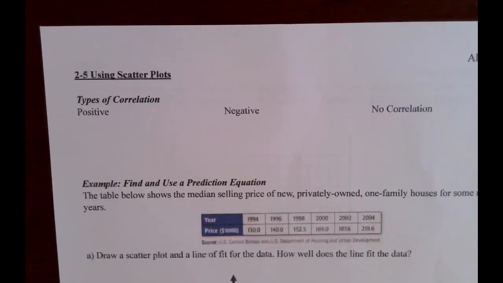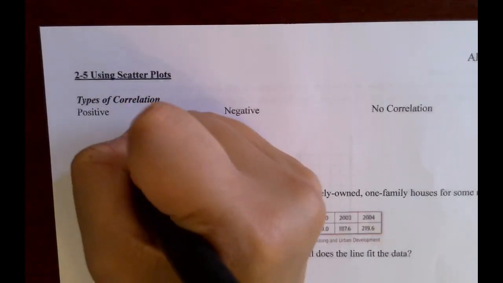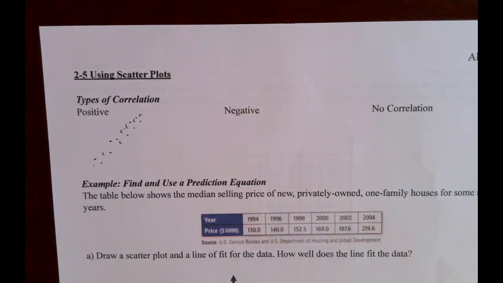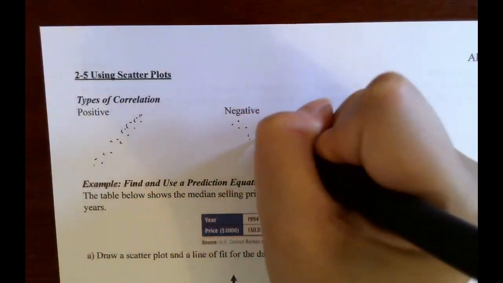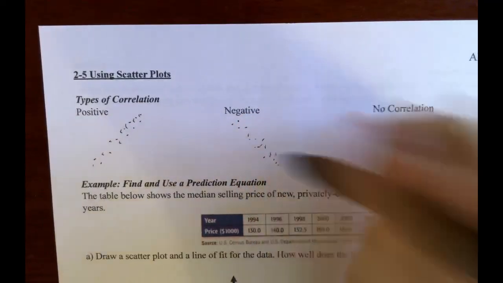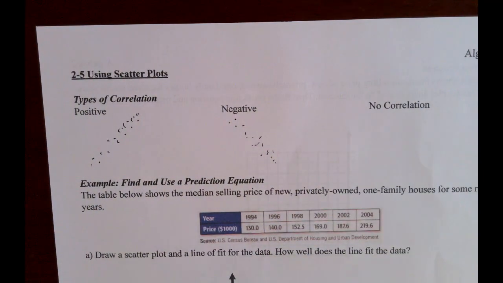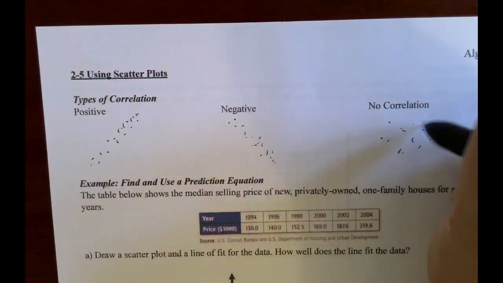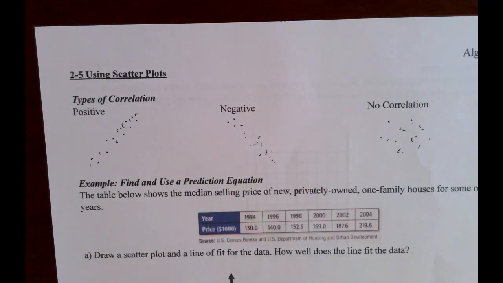Okay, so positive correlation, if you look at your scatter plot, it should generally look kind of like a positive slope. It's going up and to the right. What it means is as one variable increases, so does the other one. A negative correlation is the opposite, where as one thing increases, the other decreases, right? And no correlation is kind of if everything is everywhere, okay?